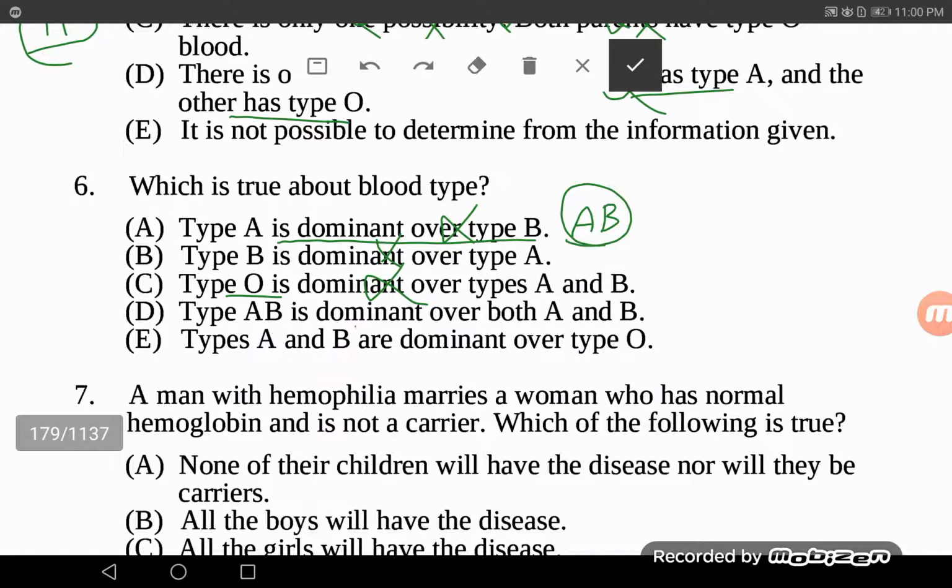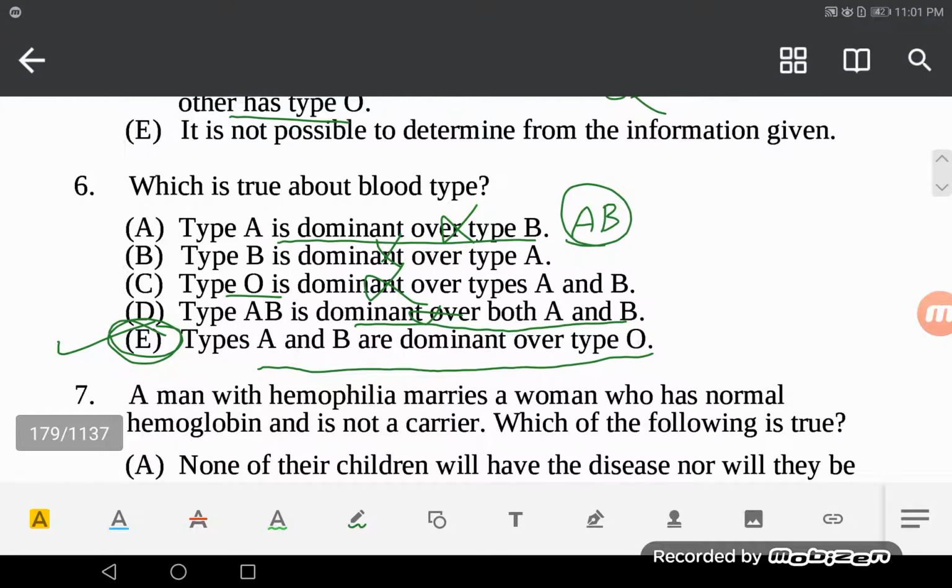Type AB is dominant over both A and B. Also, this is not true. Type A and B are dominant over type O. This is the only one that's true for the blood group, or the blood type, we can say.